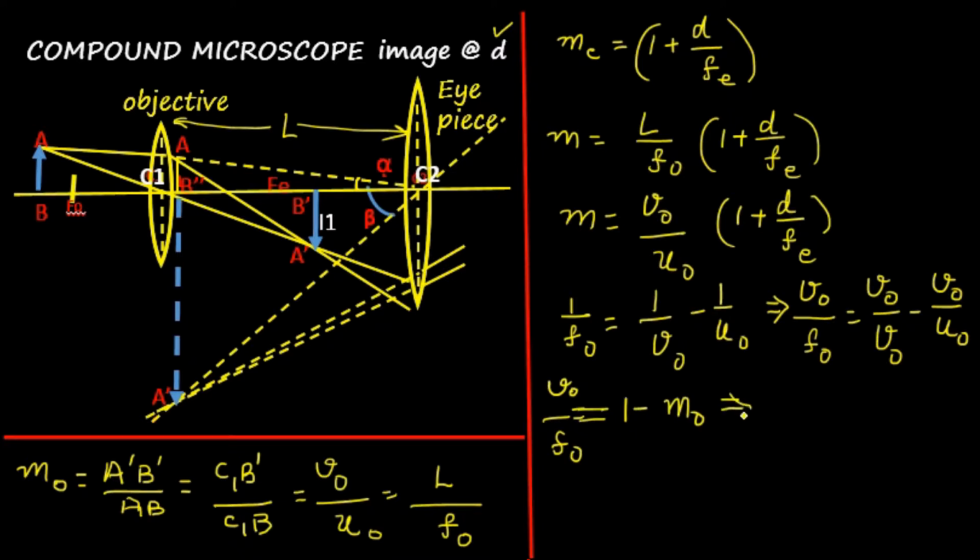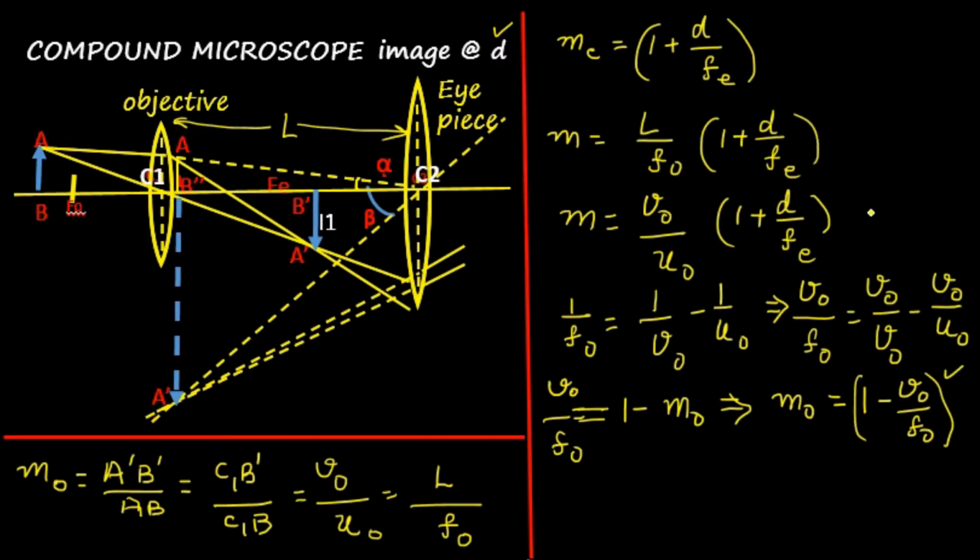From this we can write M0, we are shifting M0 to the left hand side of the equation. So it becomes positive. Now 1 is on the right hand side. V0 by FO we are carrying to the right hand side. So it becomes negative: 1 minus V0 by FO. We have an expression for magnification of objective as 1 minus V0 by FO.